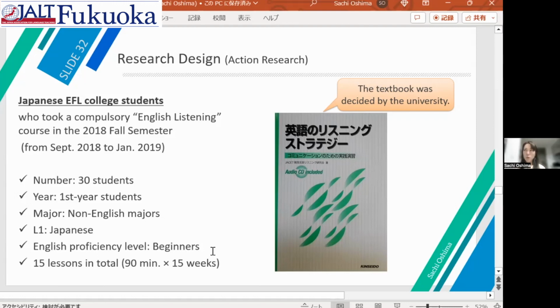So in terms of the TOEIC, under 300. And I could meet them once a week, so 15 lessons in total, 90 minutes multiplied by 15 weeks. And the textbook was already decided by the full-time faculty at the university, English Listening Strategies. This was made by JASET and is also written in Japanese. I will show a part of it, so as not to abuse the copyright, but you can get the images.